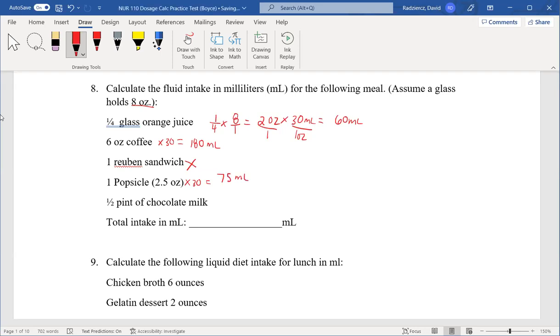And then as we discussed above, 1 pint is 2 cups. So a half pint is 1 cup, which means it's 8 ounces times 30, which will give me 240 milliliters. Or you may have already just known that it was 240. You don't necessarily have to write all that up. Then I'm going to just add up all my numbers, right? So 240 plus 75 plus 180 plus 60 will give me a total volume of 555 milliliters.